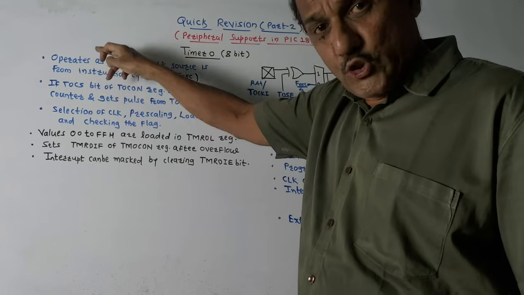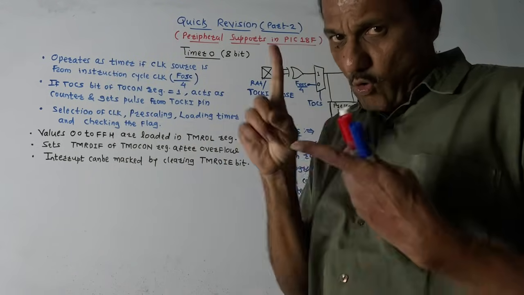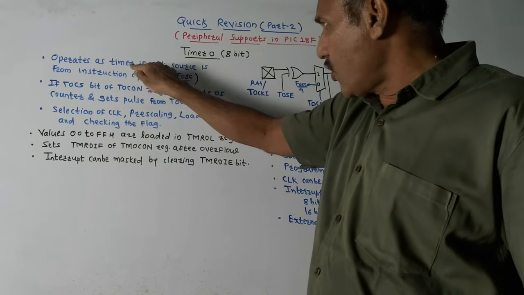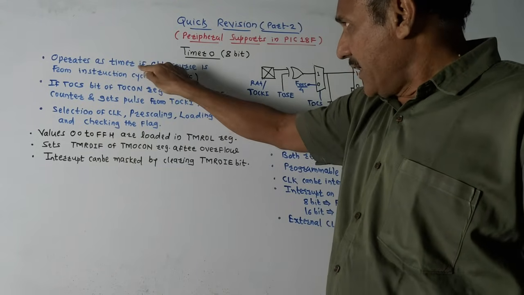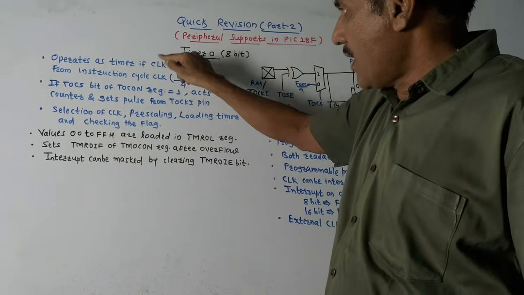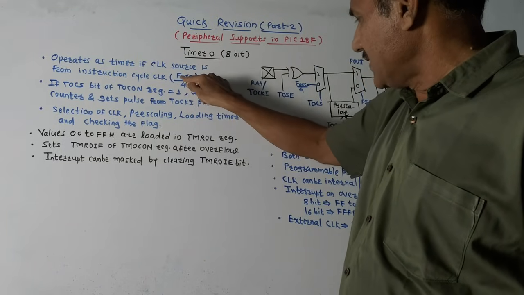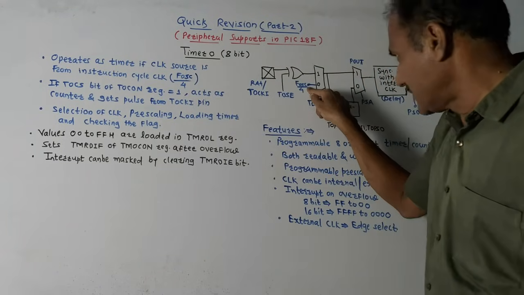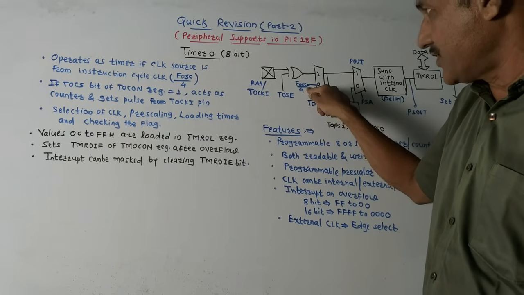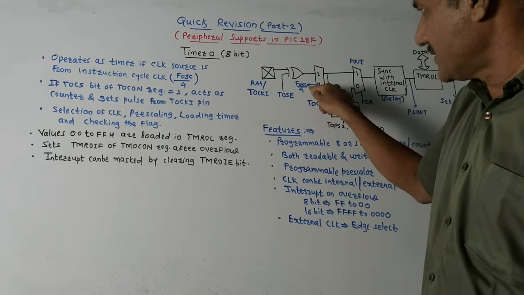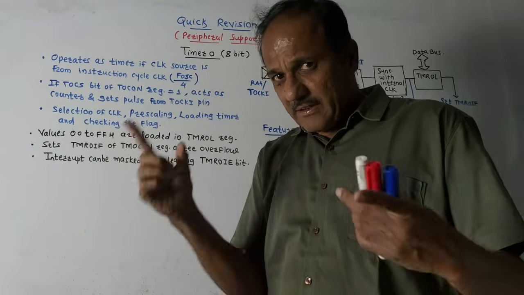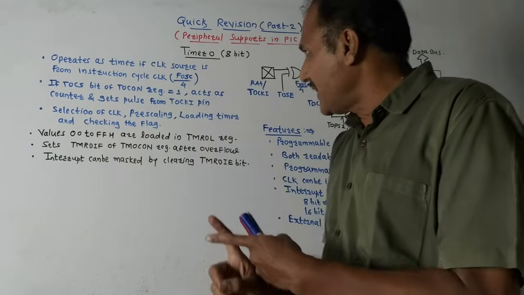Again, these are common points. जैसे मैंने बताया, blue ink से जो लिखा है वो common explanation है for 8-bit as well as for 16-bit. Timer 0 operates as a timer if clock source is from instruction cycle. That means, ऐसे याद रख लो, if the clock source is F oscillator upon 4, that is the internal instruction cycle clock signal, then this acts as a timer. As I said, this is acting as a timer as well as counter.